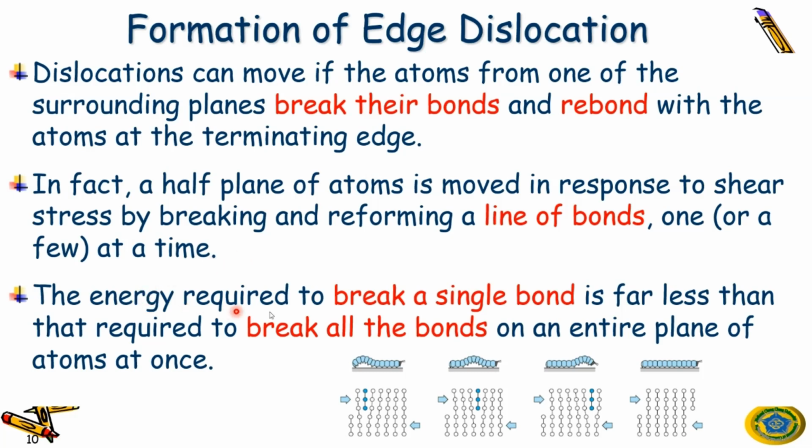So the energy required to break a single bond is far less than that required to break all the bonds. That's why it's 10% of the shear stress, right? Compared to breaking the entire plane of atoms at once.